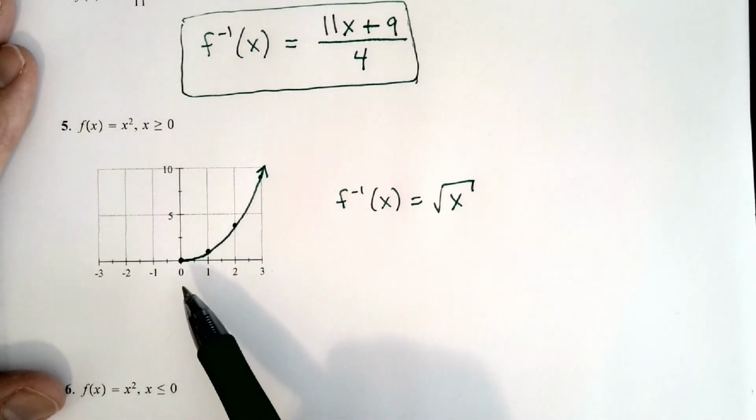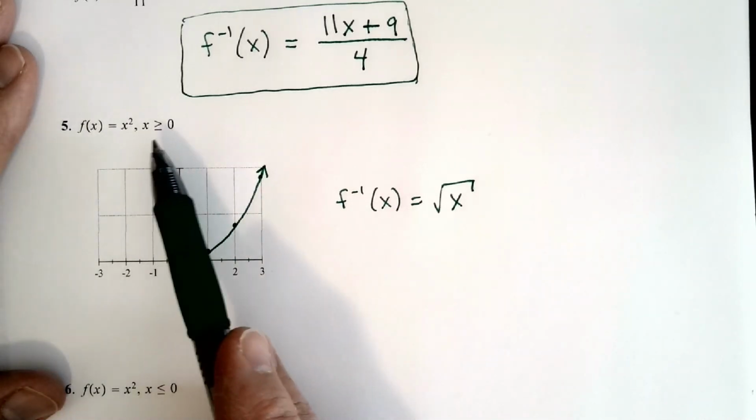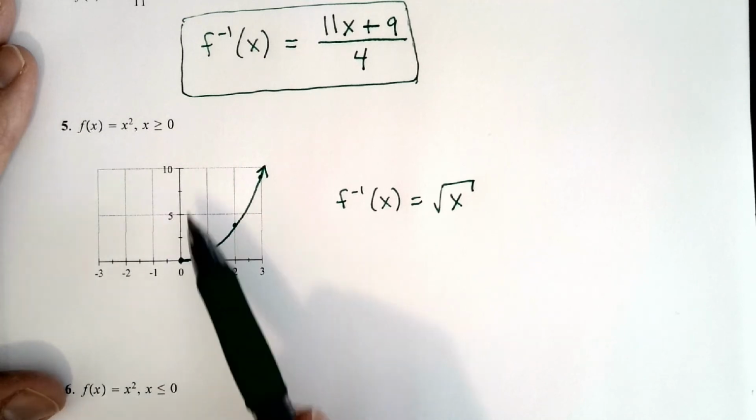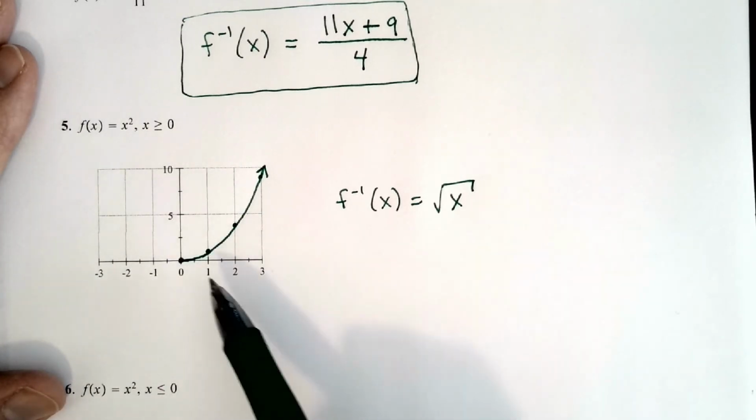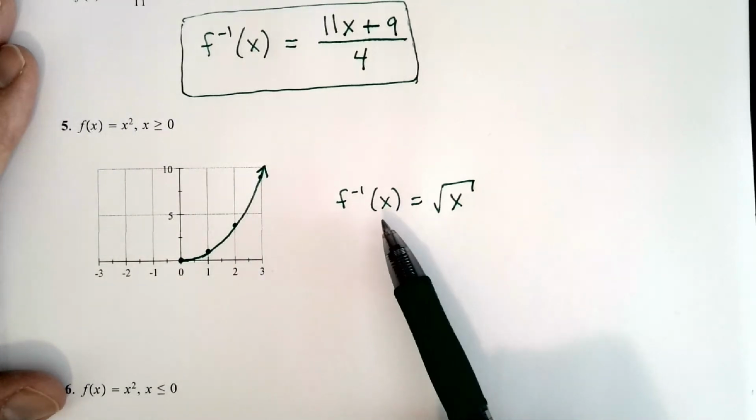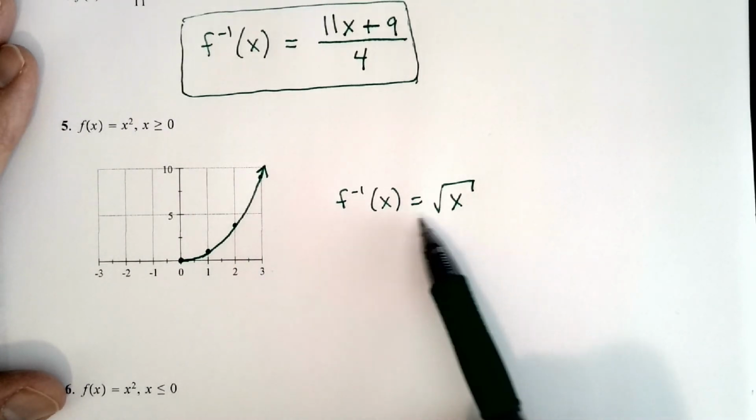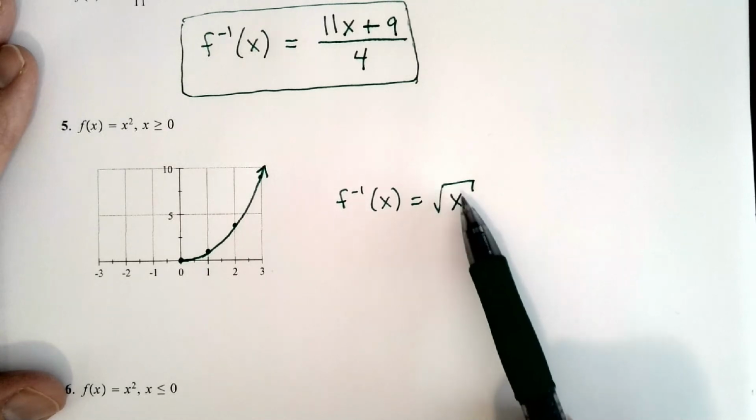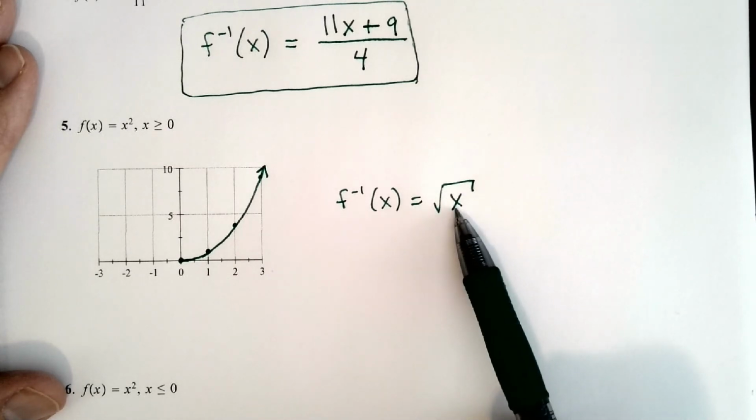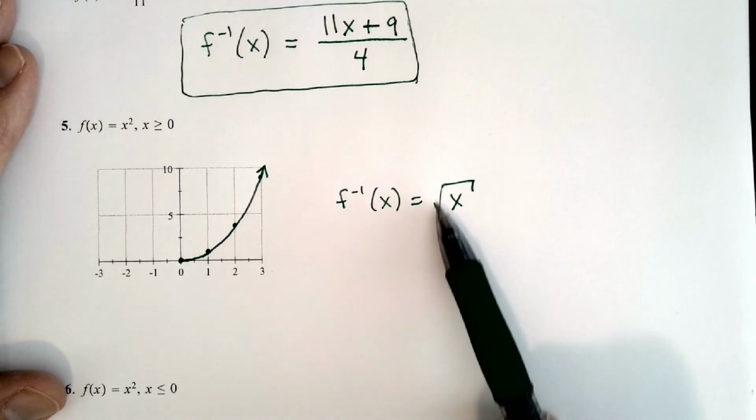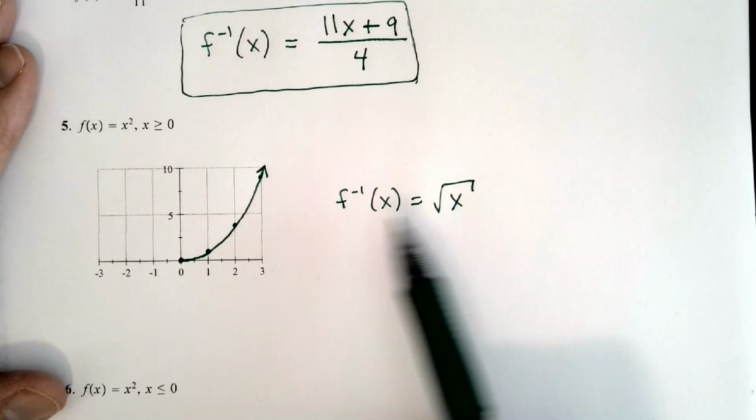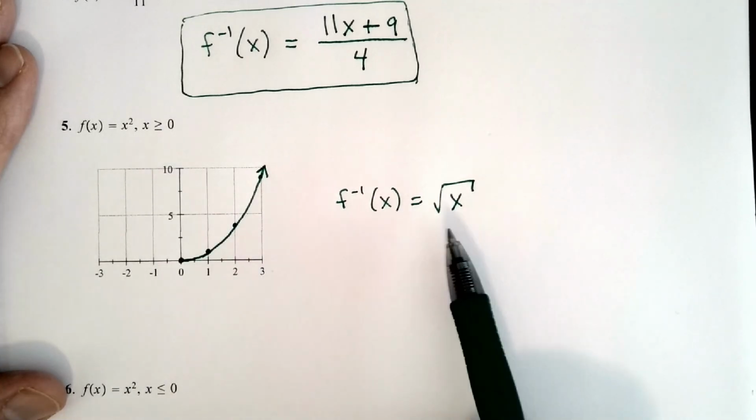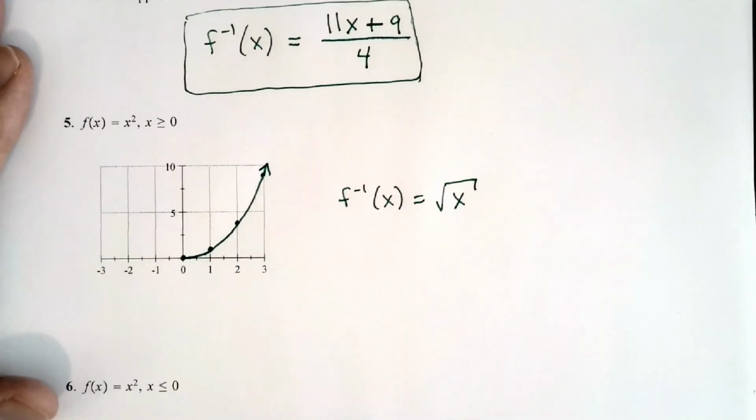So the range is all values of y greater than or equal to 0. Is that the same as the domain for our inverse function? Well, think about it. What's the domain? When I take the square root of x, x must be greater than or equal to 0. X can't be negative, or we would be talking about an imaginary number, which we don't want. So yes, the domain of our inverse function is the same as the range of our function.